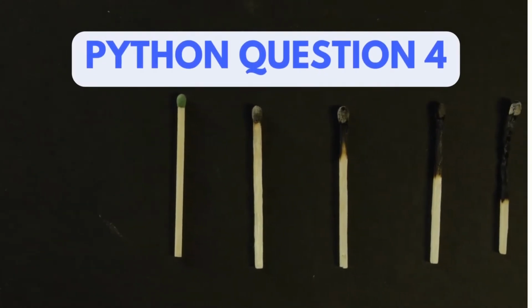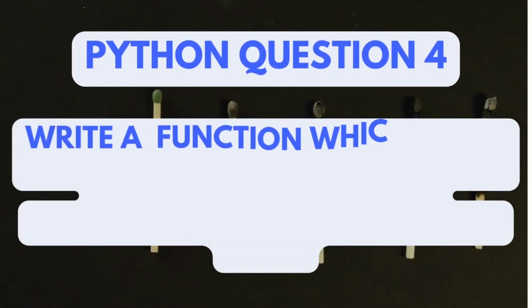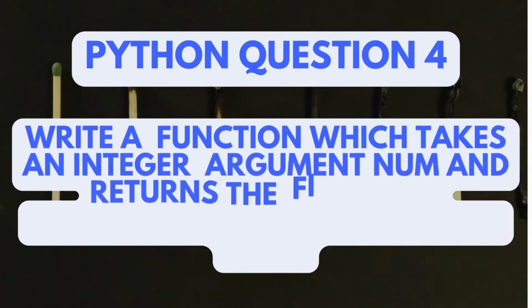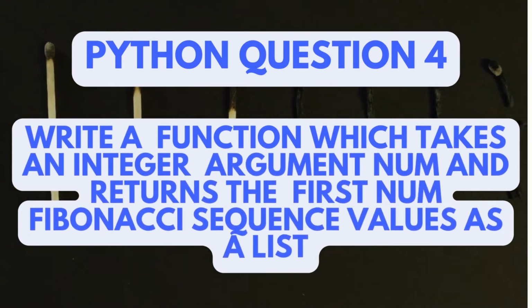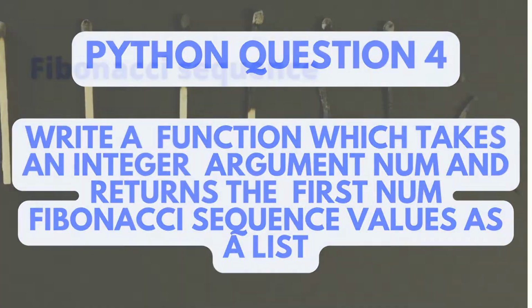Python question 4. Write a function which takes an integer argument num and returns the first num Fibonacci sequence values as a list.